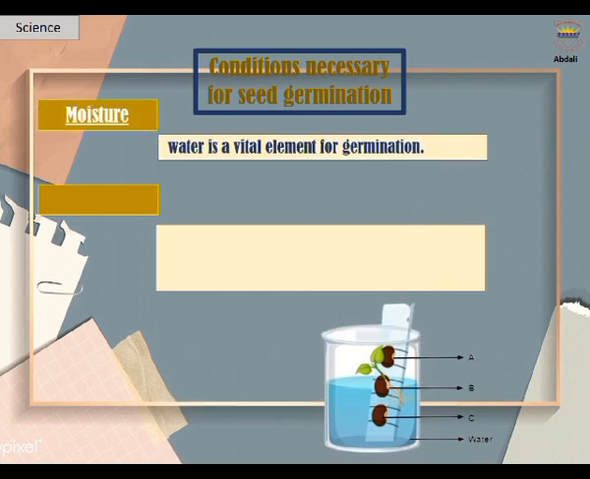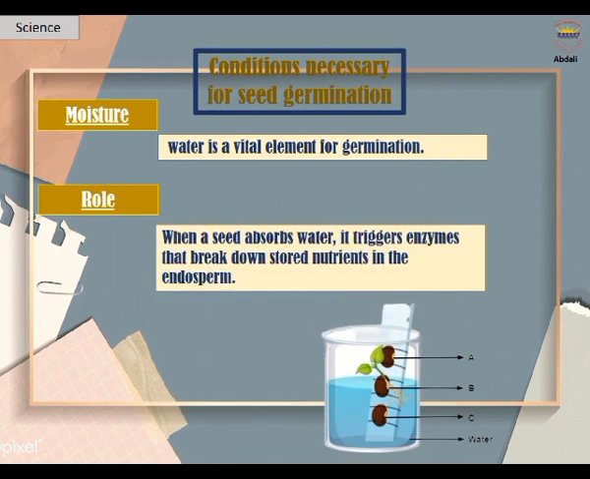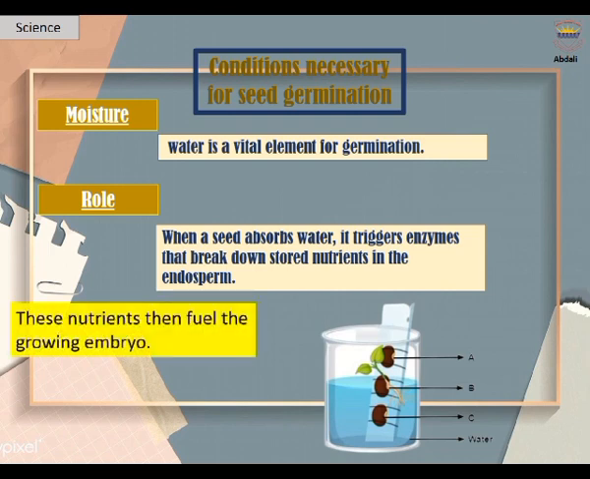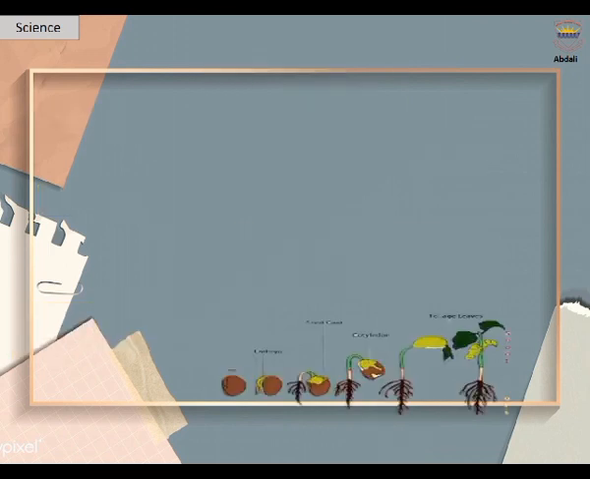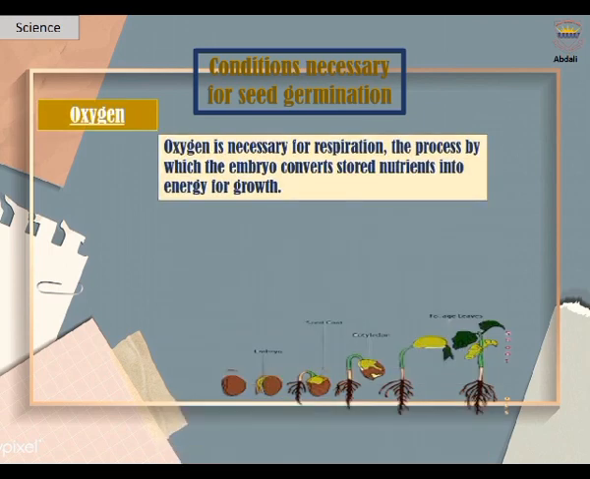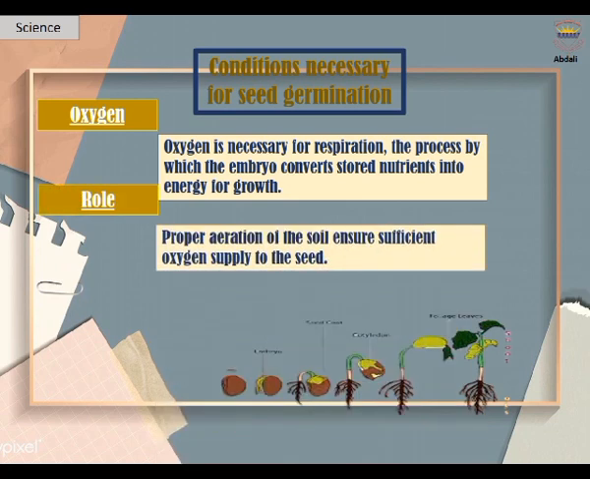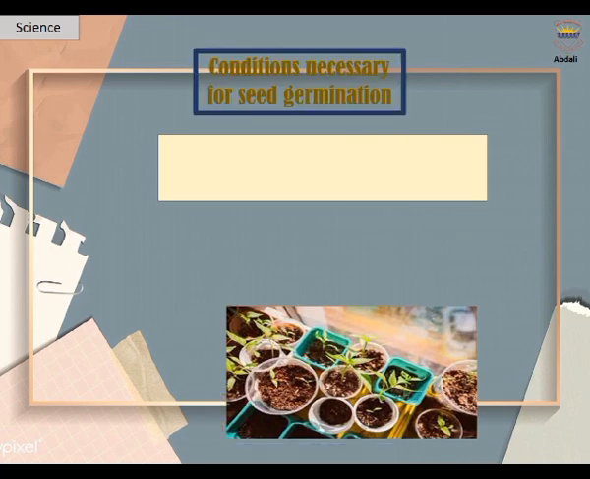Moisture. Water is a vital element for germination. Role. When a seed absorbs water, it triggers enzymes that break down stored nutrients in the endosperm. These nutrients then fuel the growing embryo. Oxygen. Oxygen is necessary for respiration, the process by which the embryo converts stored nutrients into energy for growth. Proper aeration of the soil ensures sufficient oxygen supply to the seeds.